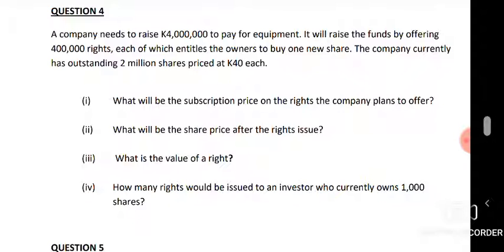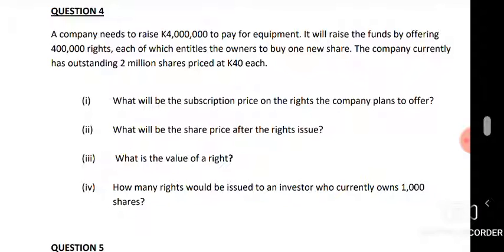The company currently has 2 million shares outstanding, priced at 40 kwacha each. Question part 1: What will be the subscription price on the rights that the company plans to offer? How do you get the subscription price?